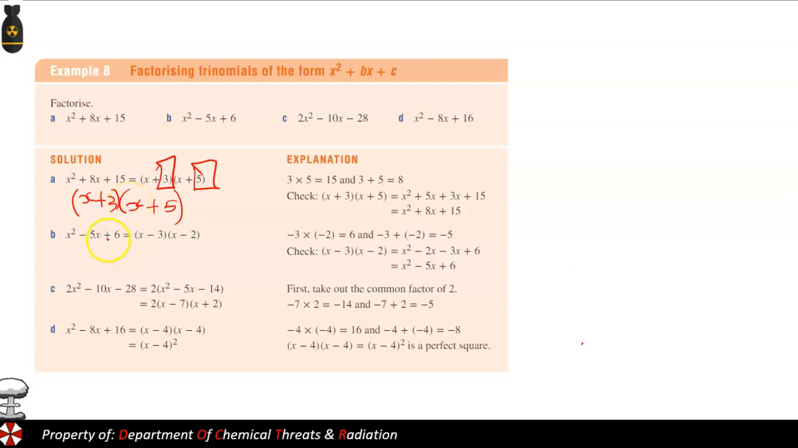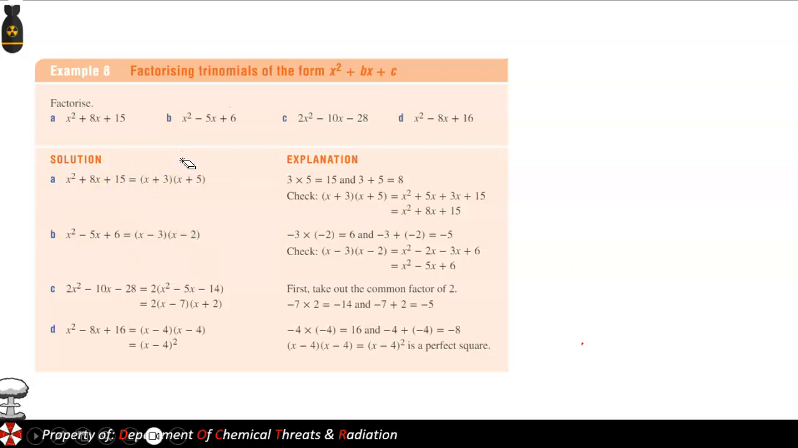And then same thing here. They worked out that minus 2 and minus 3 are the two numbers because it makes sense. Minus 3 times minus 2 gives us plus 6. But minus 3 plus negative 2 gives us minus 5. So we just chuck in x minus 3, x minus 2 in our brackets, and we've got our solution.